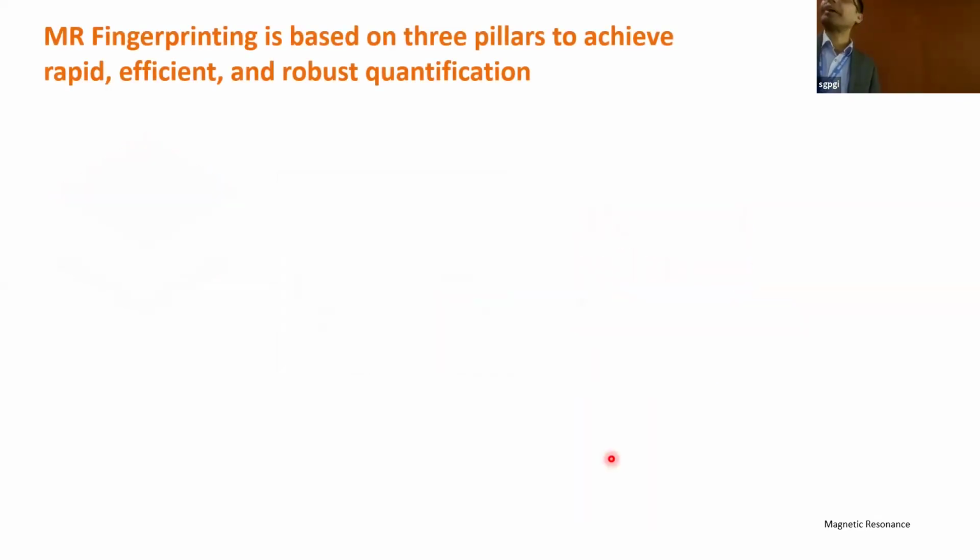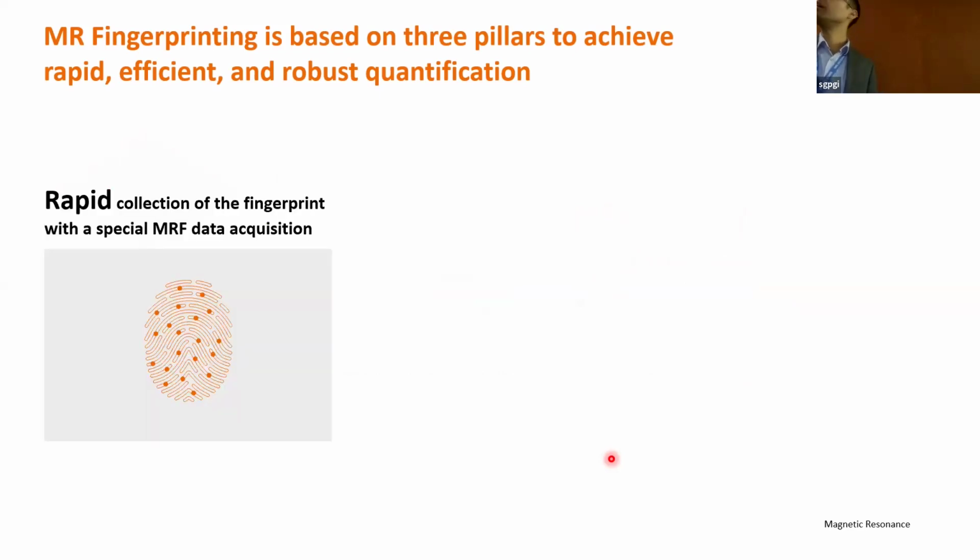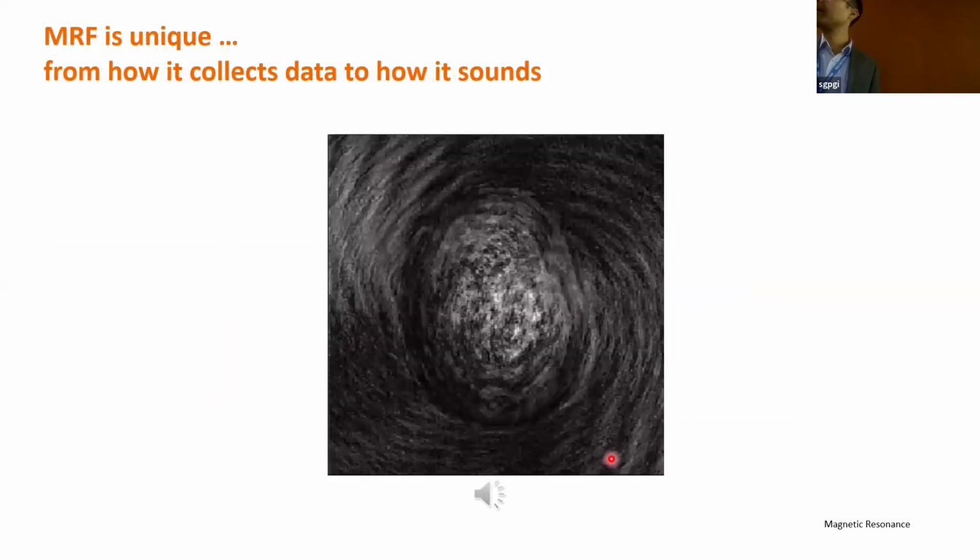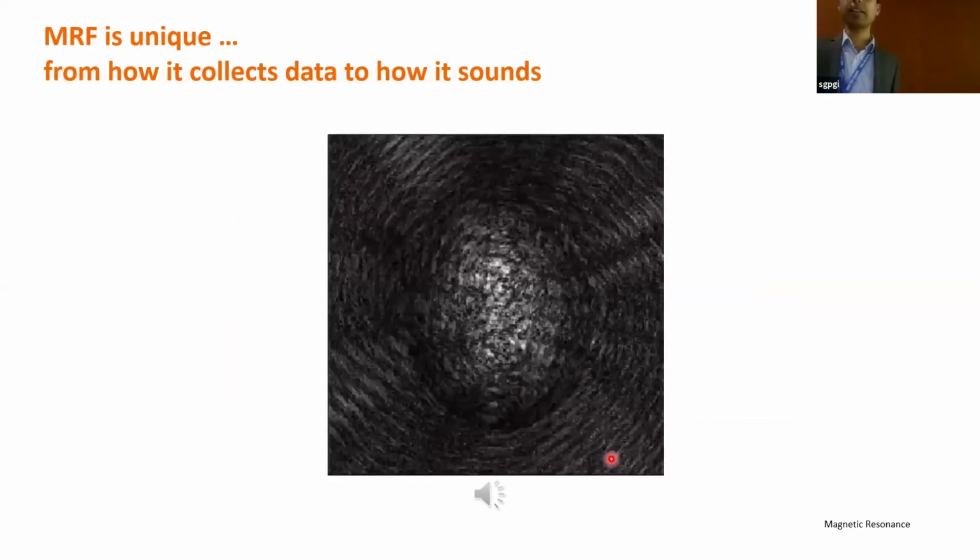So fingerprinting is based on three basic aspects. The first part is a specialized pulse sequence, which is a rapid acquisition where there are time varying parameters. Different parameters are randomly acquired, and these are fluctuating when the acquisition is happening. So that's how a normal fingerprinting acquisition looks like, and that's how it sounds.